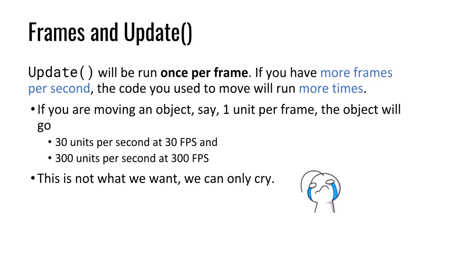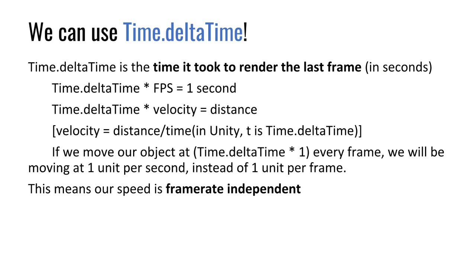So if we're using 1 unit per frame, 30 units per second is at 30 frames per second, and it's going to be 300 units per second at 300 frames per second. And that's a very, very large difference. And 300 frames per second is actually very possible. So in order to solve this, we can use math.